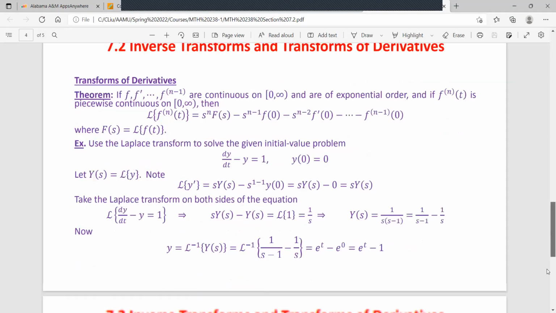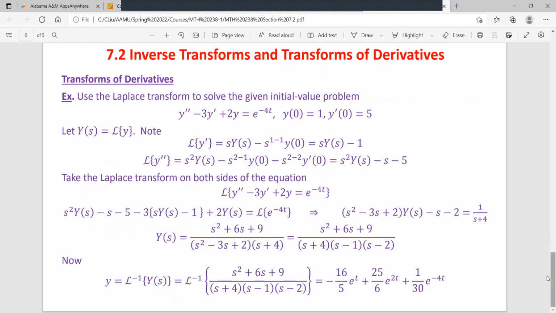If not, let's move forward to do another example, using the Laplace transform to solve an initial value problem. This time we need to use the Laplace transform to solve a second order differential equation with some initial conditions. Again, we do all the same steps.